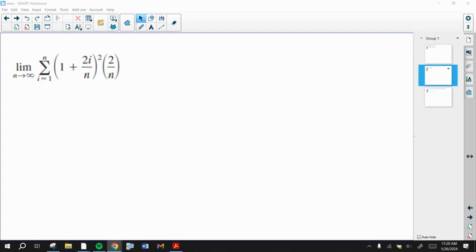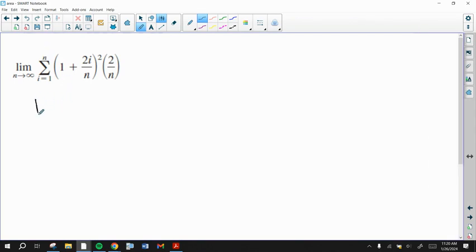So here we're going to take the limit to infinity of this summation. The first thing we're going to do is use our summation formulas. To do that, first we're going to have to square this part of it out. Since n is a constant up here, I'm going to factor out that 2 over n. I can do that because n's not changing and it's a certain number up here. i is changing, so this part I'm going to square out.